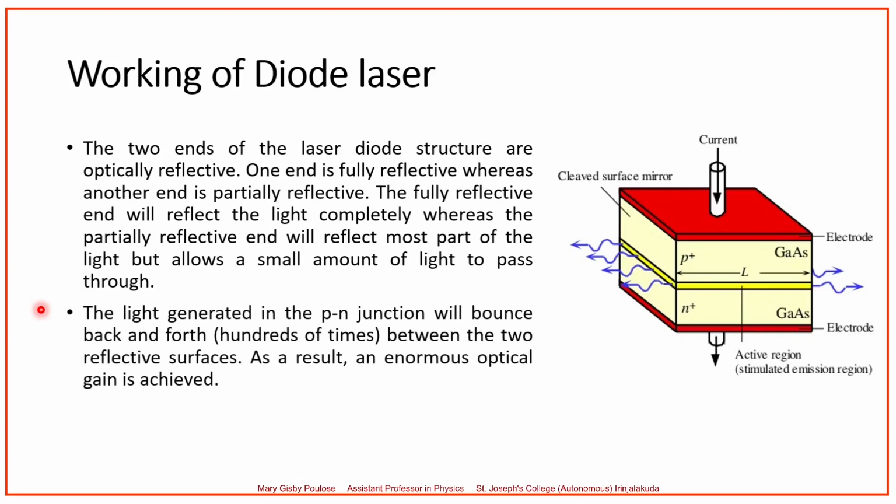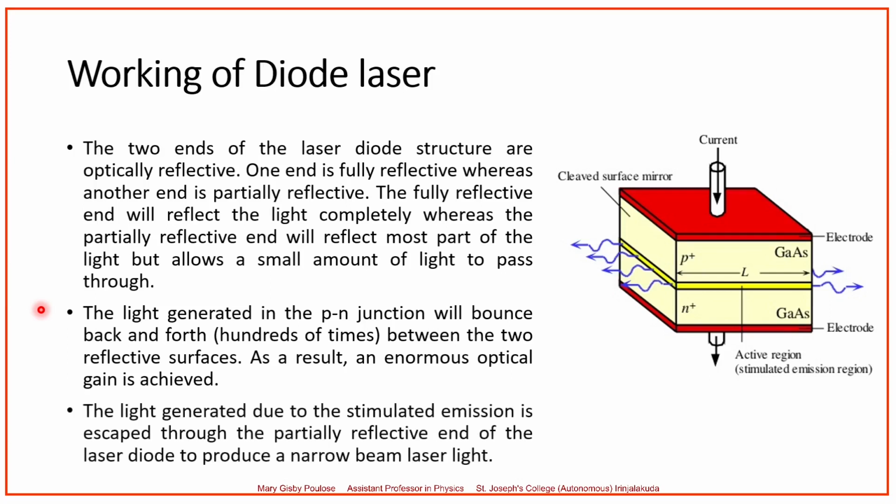So, the light generated in this PN junction will bounce back and forth between these two reflective surfaces. Hence, an enormous optical gain or amplification is achieved. The light generated due to the stimulated emission escapes through the partially reflective end of the laser diode, and it produces the narrow beam of laser light. So in the case of gallium arsenide diode, we get a red light of wavelength around 900 nanometers.